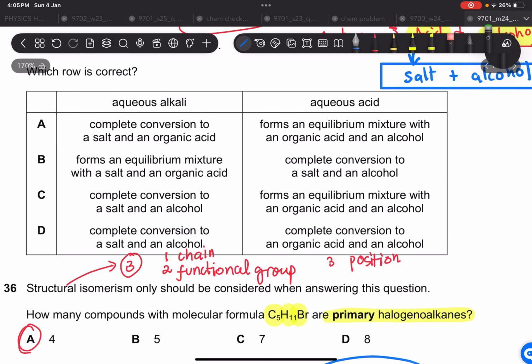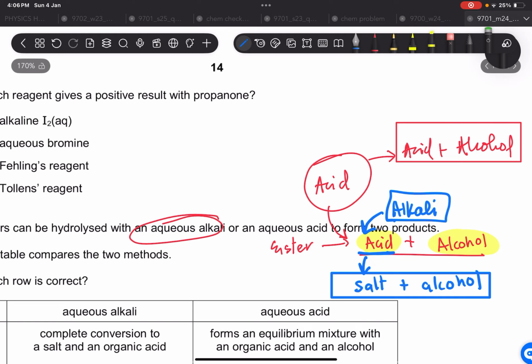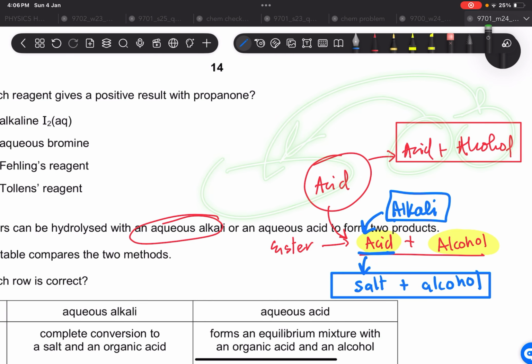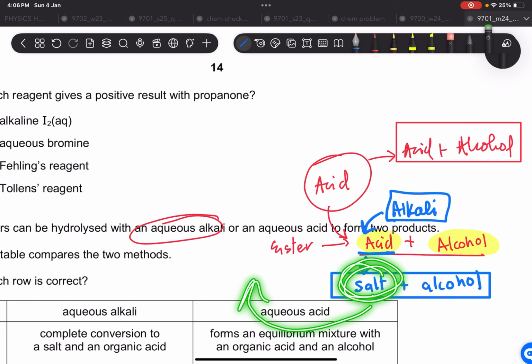So aqueous alkali gives complete conversion to a salt and an organic acid. No, an organic alcohol. Complete conversion to a salt and an alcohol. Yeah, this one's correct. These two are correct. Aqueous acid forms an equilibrium mixture with an organic acid and an alcohol. Yeah, it's going to form an equilibrium mixture. Why? Because you have acid and alcohol, both can convert back to ester, and the ester can convert back to acid and alcohol. But over here, a salt is formed, and a salt cannot be converted back to an ester.